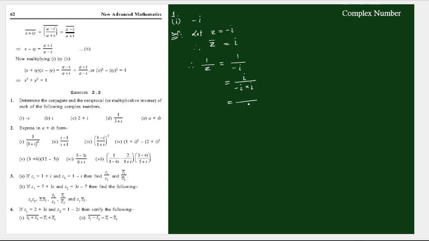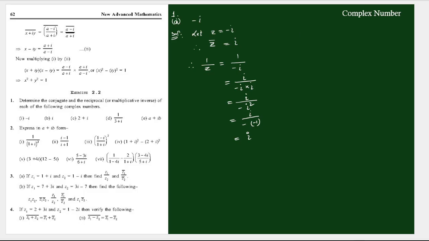Then what will we find? Minus i square in the denominator, and i square is minus 1. Minus minus becomes plus, so your answer will be i. So in this case, we have found that the multiplicative inverse and the conjugate are the same. This is your part A.